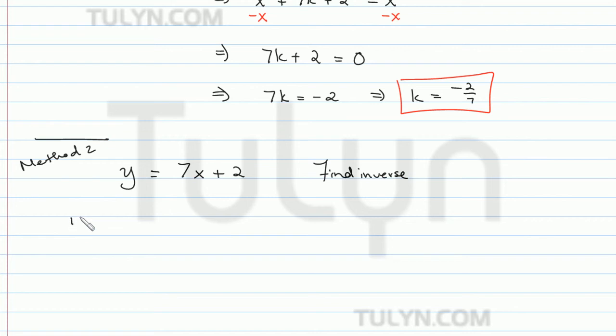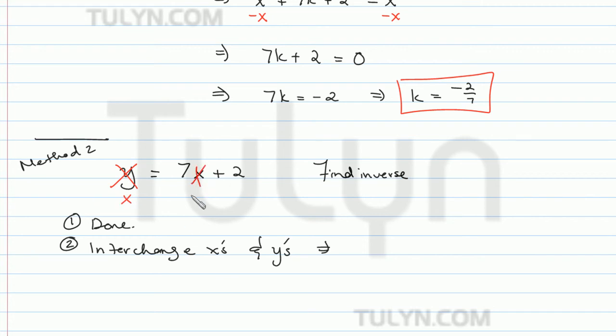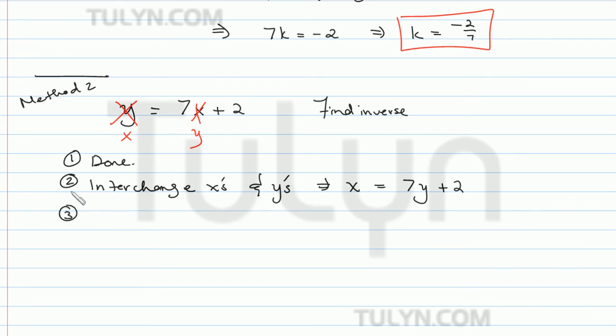So now, remember the first step is done, and basically it was to replace f of x with y. And then the next step is to interchange the x's and the y's. So in this case, wherever we see a y, we want to put an x, and wherever we see an x, we want to put a y. So rewriting it, we're going to get x is equal to 7y plus 2. And then the third step is to solve for y.